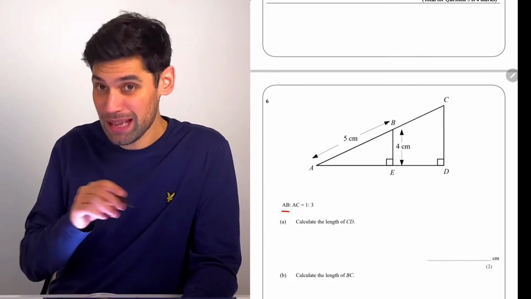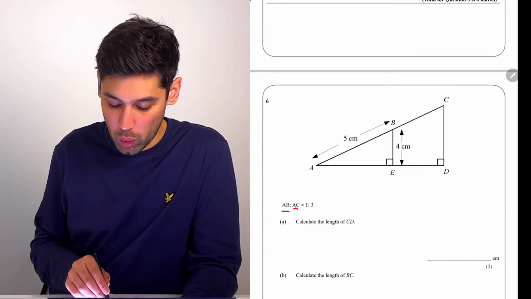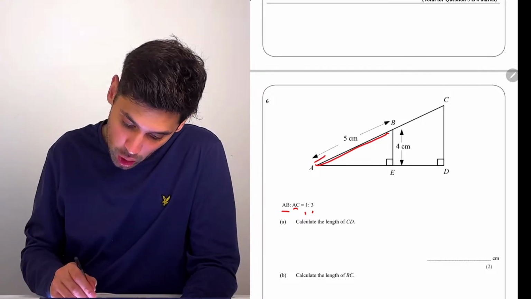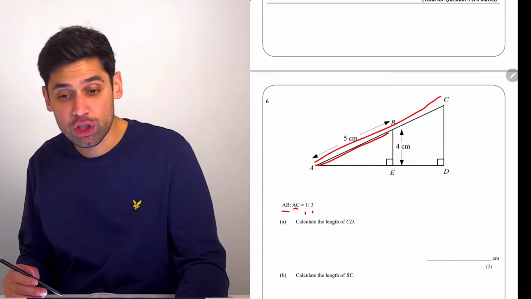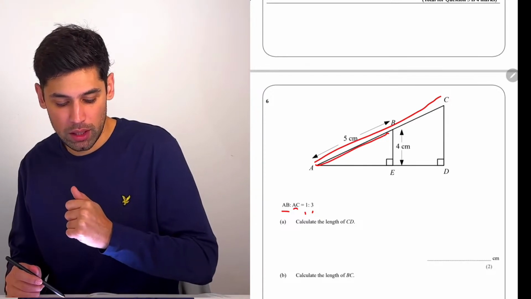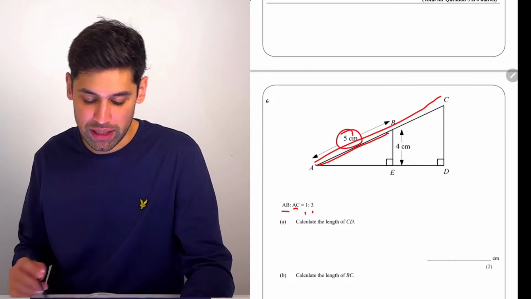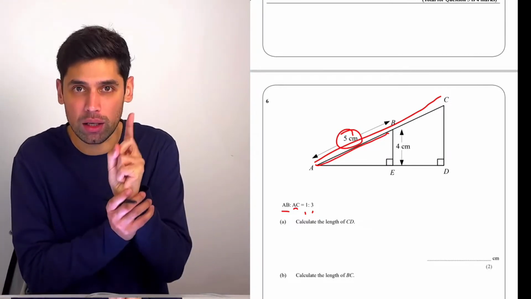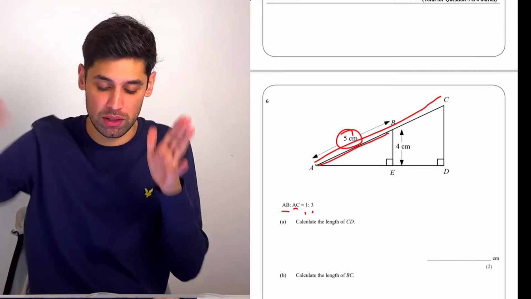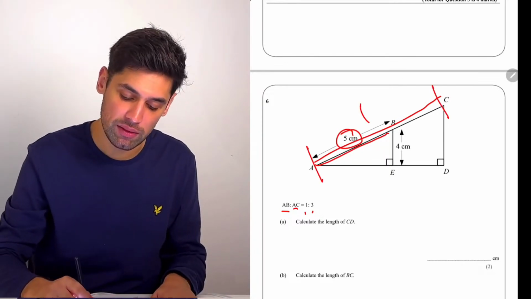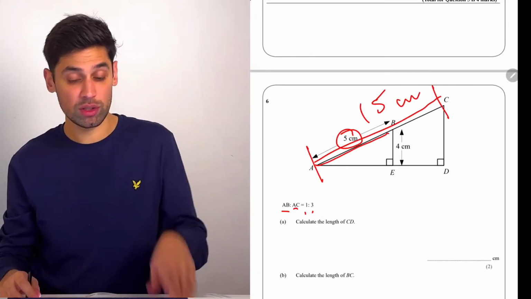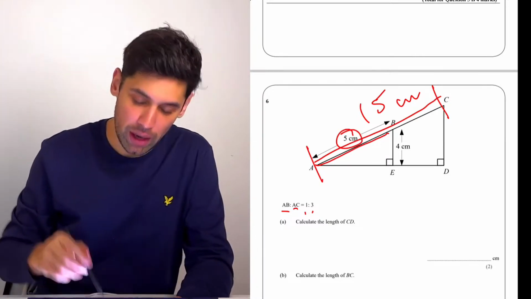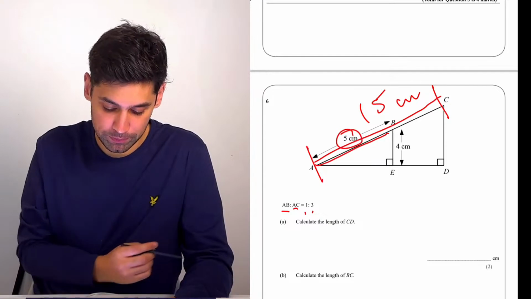A to B, or AB to AC is 1 to 3. So AB is this. AC is the whole thing. And that relationship is 1 to 3. So we know AB, we're being told, is 5 centimeters. So if 5 centimeters is equivalent to 1 part, 3 parts is going to be 15 centimeters, meaning the entire thing is 15 centimeters. So it's not AB to BC, it's AB to AC, 5 to 15, because it's 1 to 3.